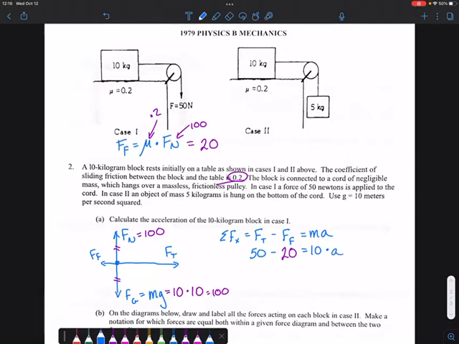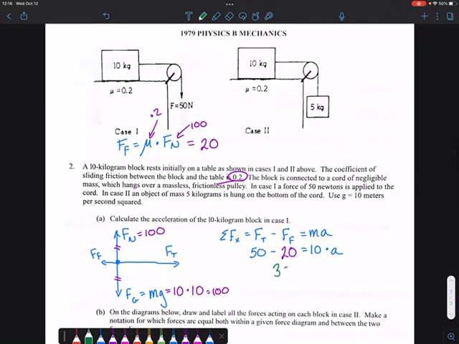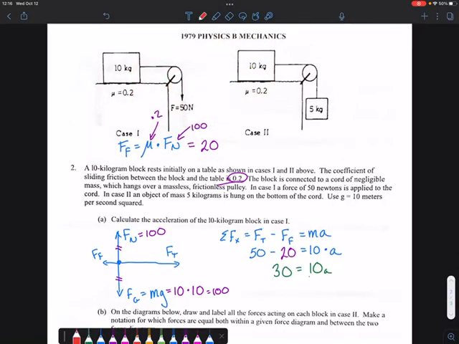So that means 50 minus 20 is 30. Then you get 3 meters per second squared.